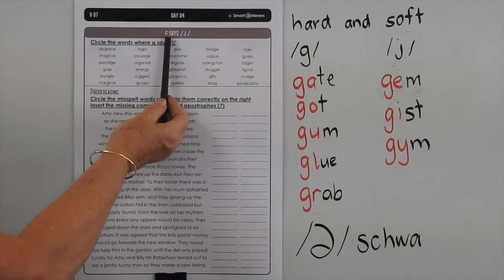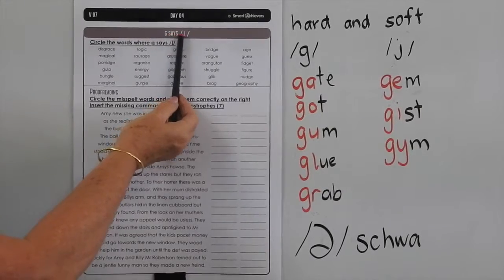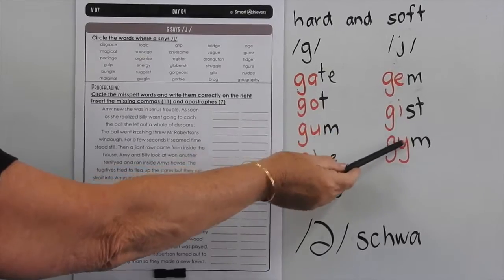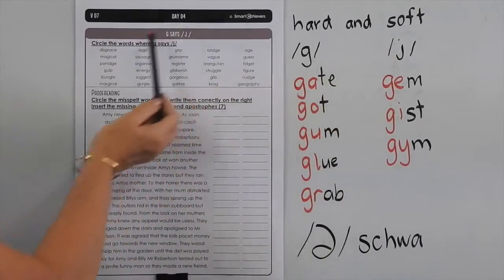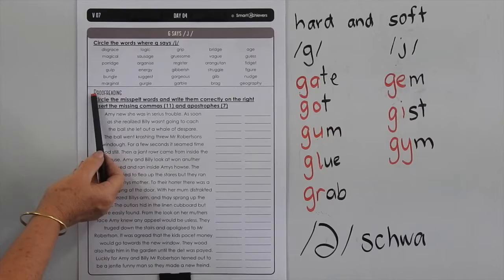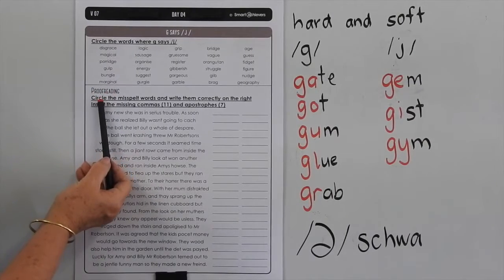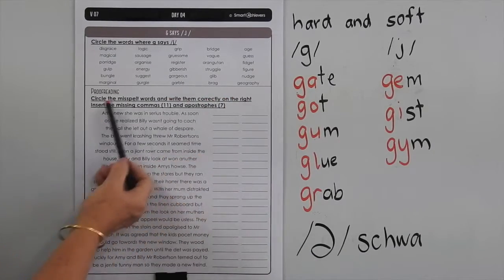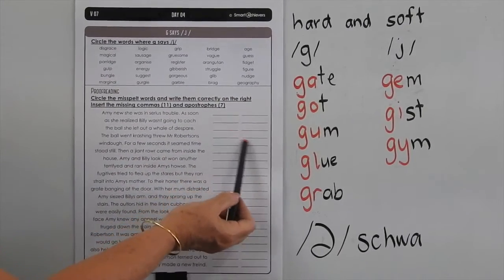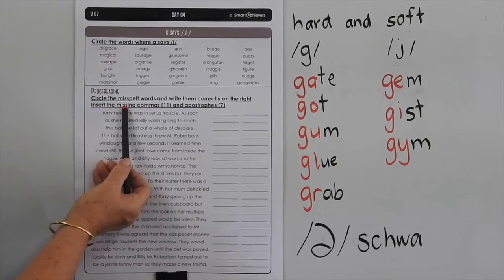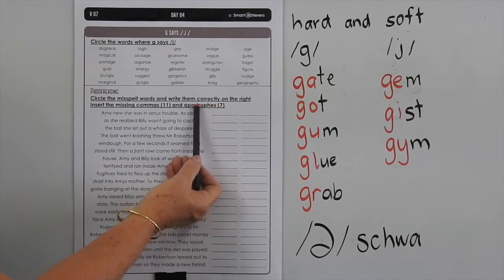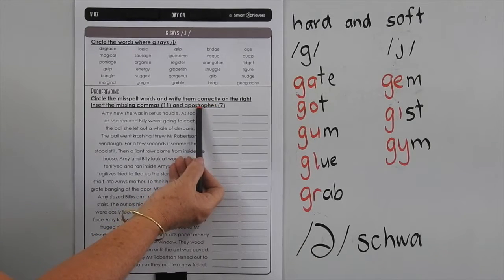We're revising again when G makes its soft sound J. So go through and if you see the letter G followed by an E, an I or a Y, you know it's going to be making its soft sound J. So go through the list and circle those. Then down here we've got a proofreading exercise for you. So circle the misspelt words and write them correctly on the right, which is here. So there's 2 words in each line. You have to also insert any missing commas. There are 11 missing commas and there are 7 missing apostrophes. They could be apostrophes for either possession or for contractions.